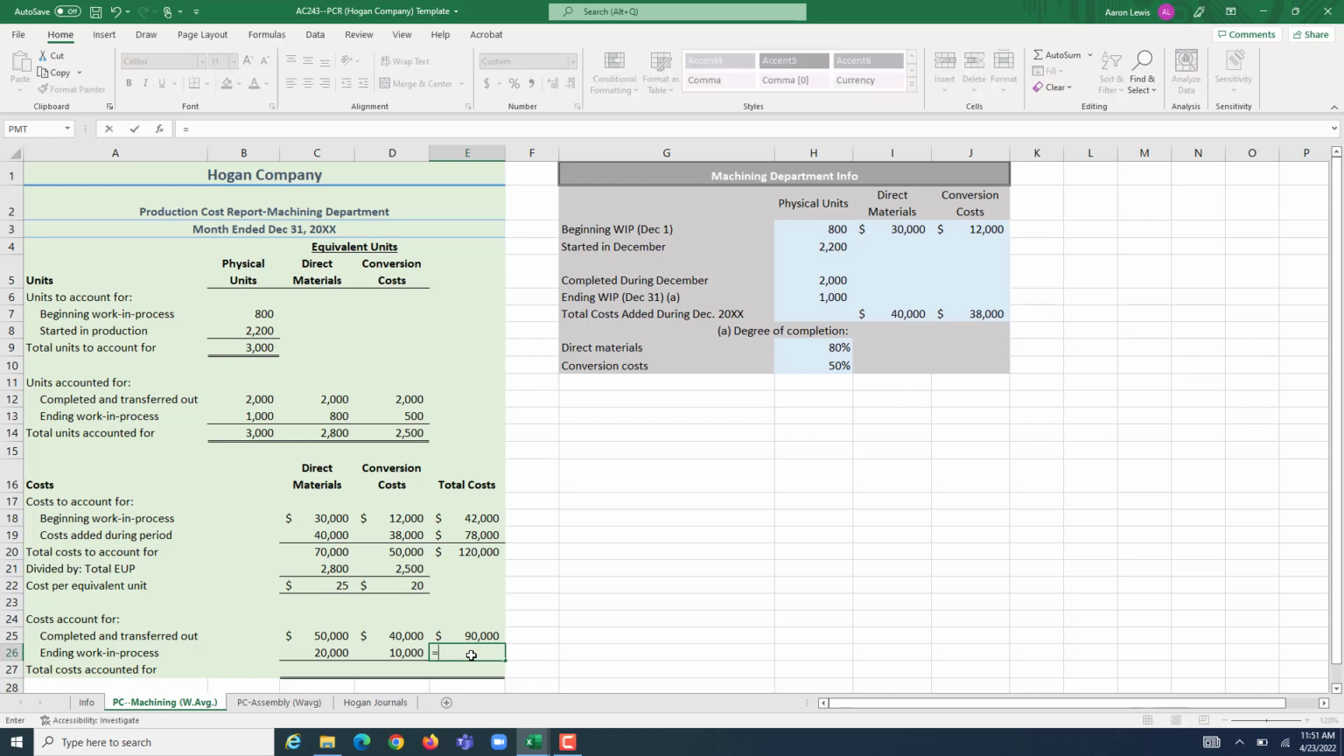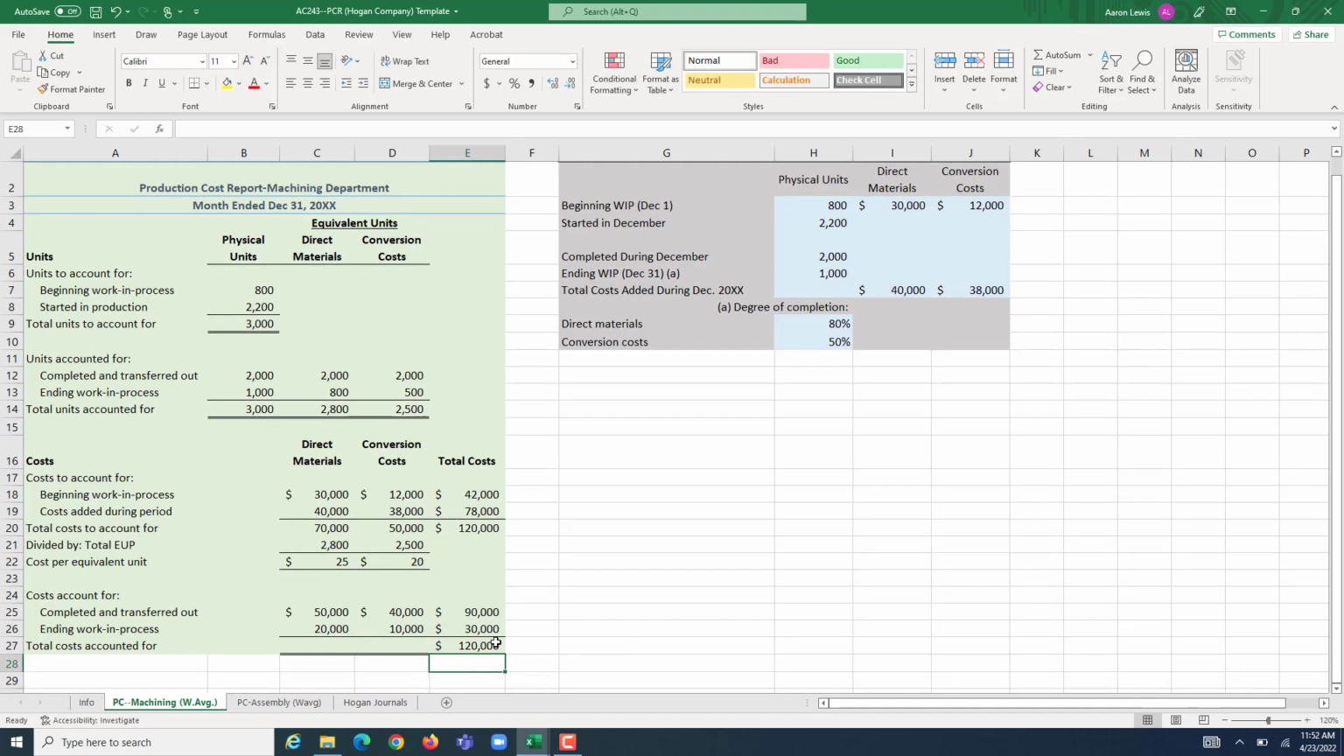But if we add those two numbers together, we come up with $30,000, which is a very convenient number because if we transferred out $90,000 and the other $30,000 is staying here in the department, we've accounted for the full $120,000 worth of costs that we had to account for. We know where our costs lie. $90,000 is getting transferred to the next phase of production, and the other $30,000 is staying within the machining department.